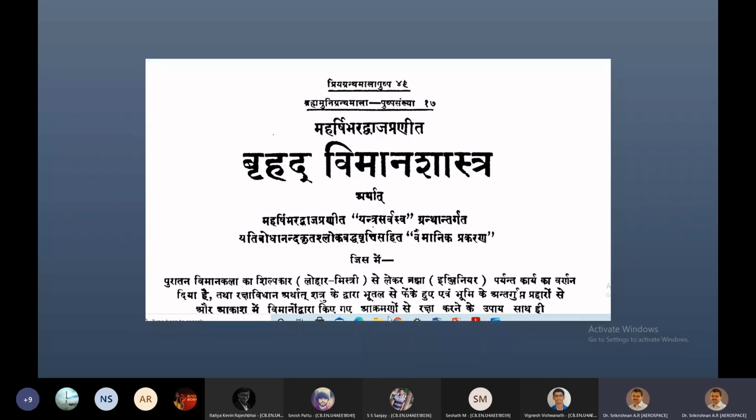Brihad Vimana Shastra, as they say, is a part of a larger text called the Yantra Sarvaswa, and it's attributed to the sage Bharadwaja. You probably would have heard about all that in your cultural studies, where they may have mentioned the ancient knowledge, etc. So this is one of them. I am just quoting it here because it's one of the texts which are considered to be ancient and attributed to what they codified as science related to aircraft.